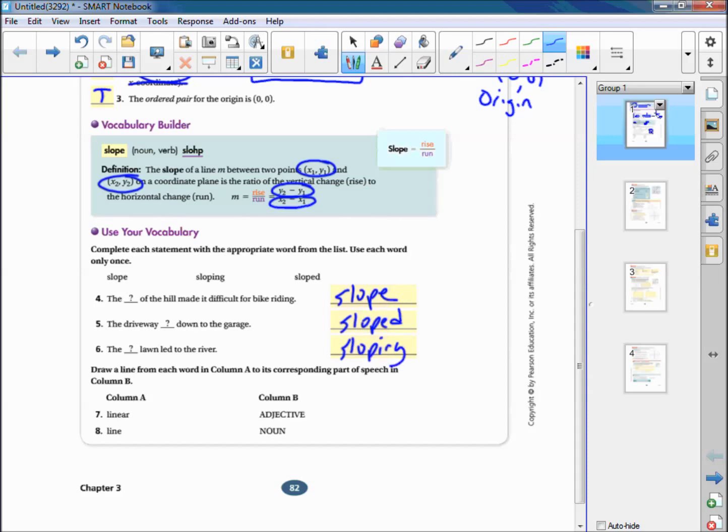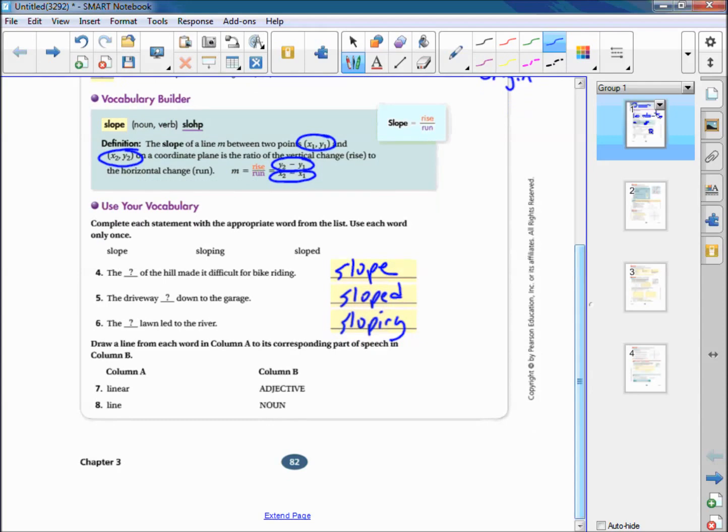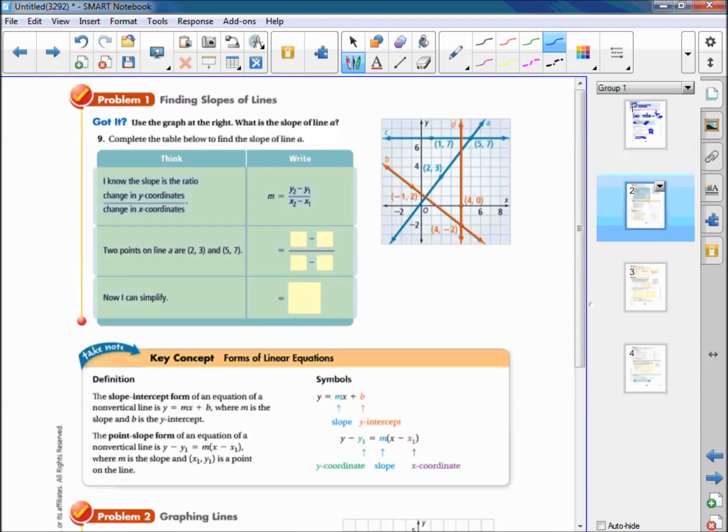Draw a line from each word in column A to the corresponding part of speech in column B. So a line is a noun. It's an object, okay? And linear is an adjective. It describes the way a graph looks. A graph could be linear if the graph looks like a line. The line is a noun. That's what the graph actually is. All right, let's flip it over and look at page 2.